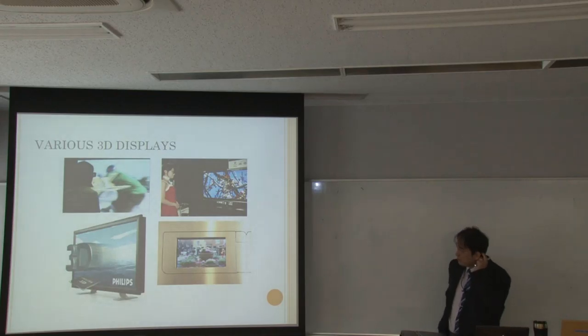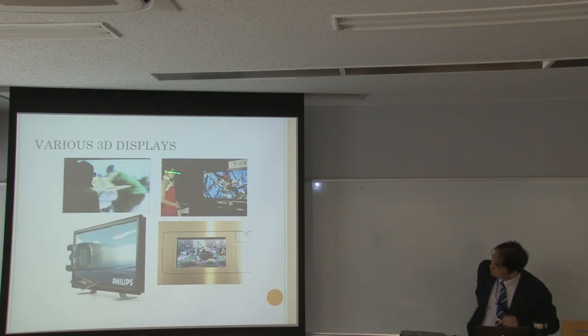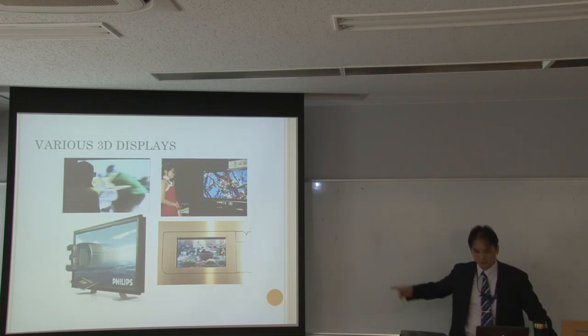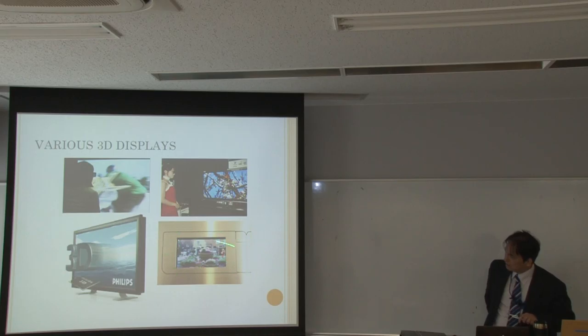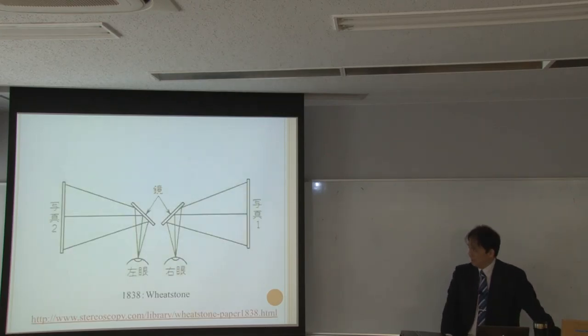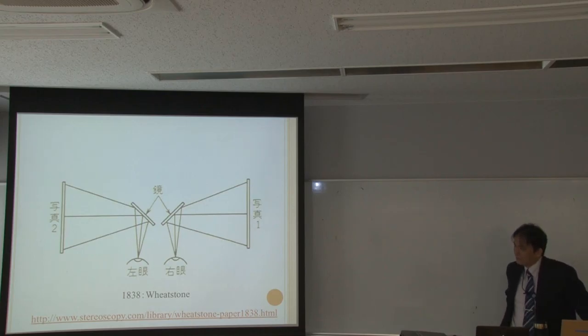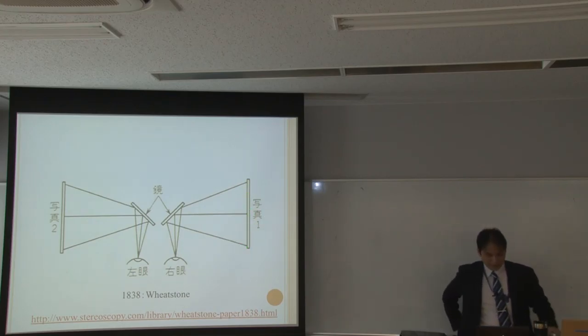For example, let's look at various types of 3D displays. This is a glasses-type 3D display, and this is just an image of a Philips display. Philips quit selling this kind of 3D display several years ago. And this is a 3D display developed by KDDI Labs. Let's look back at the history. This is maybe the first 3D display in the world, from 1838. Wheatstone invented this kind of 3D display. The left eye sees the left picture, and the right eye sees the right picture. This is the first 3D display.